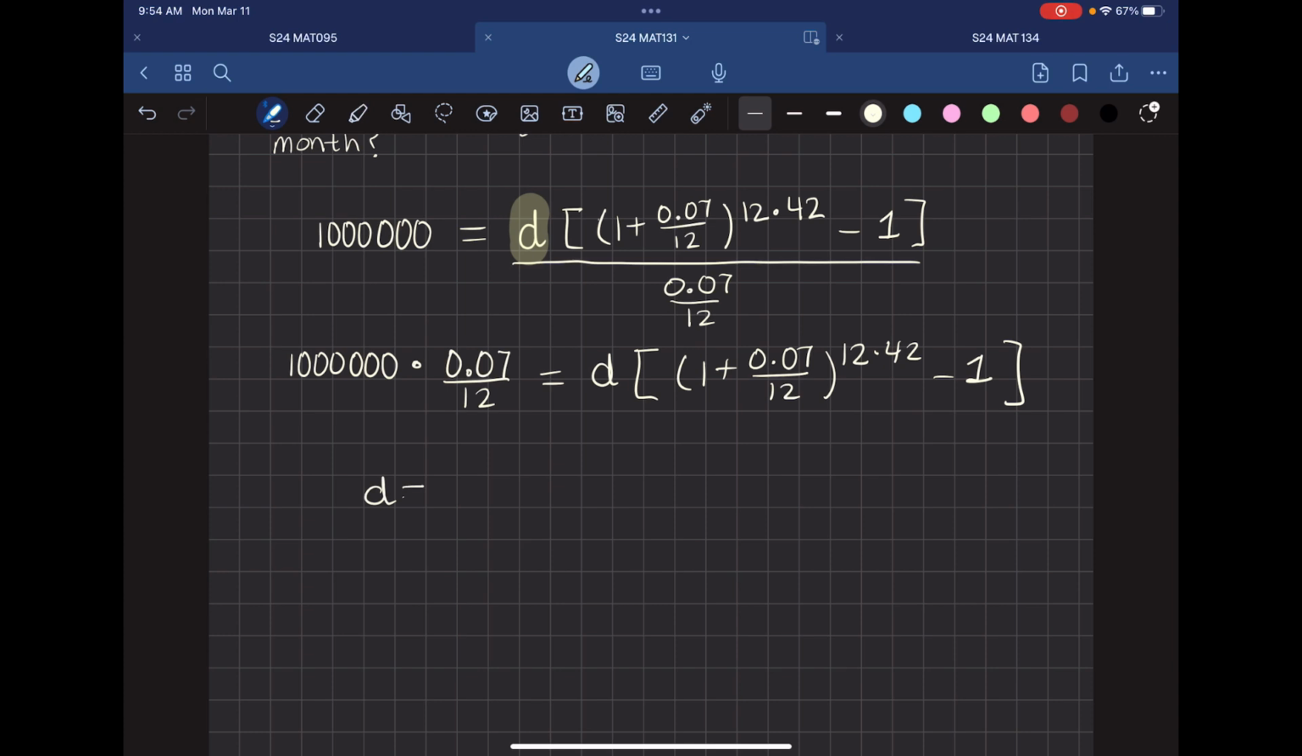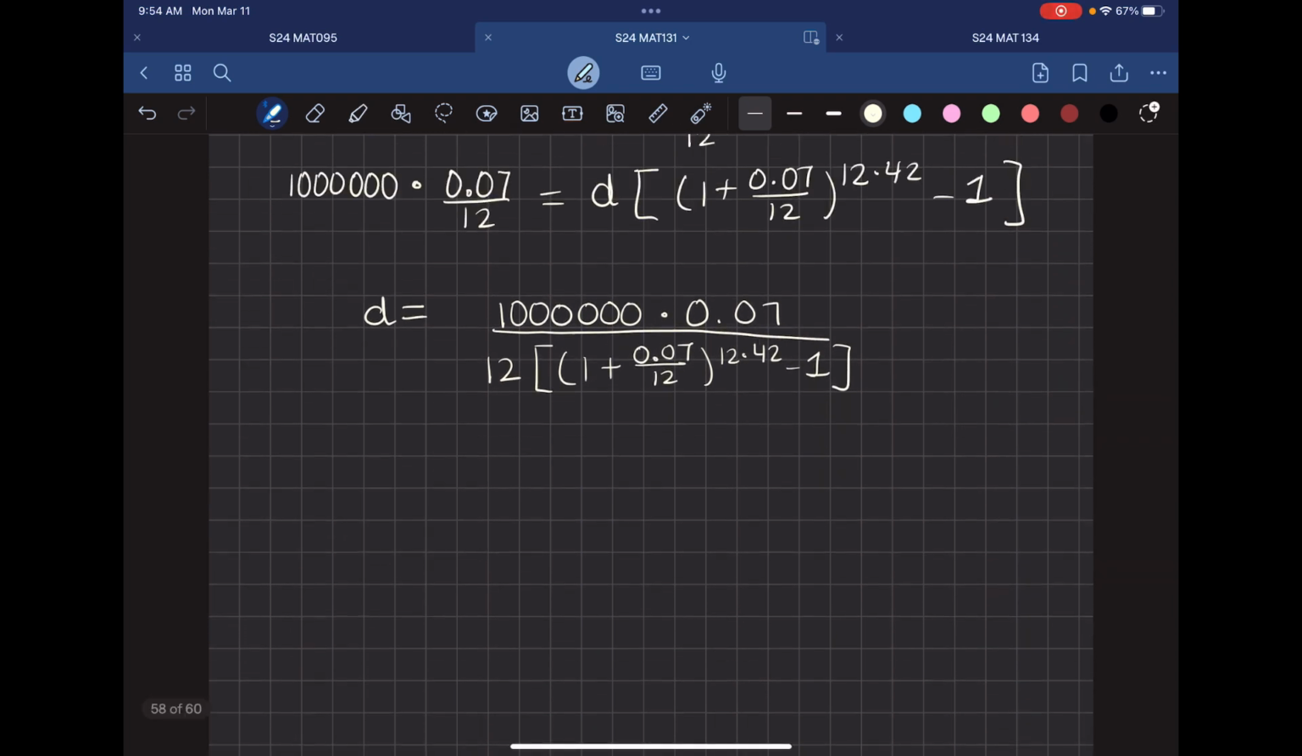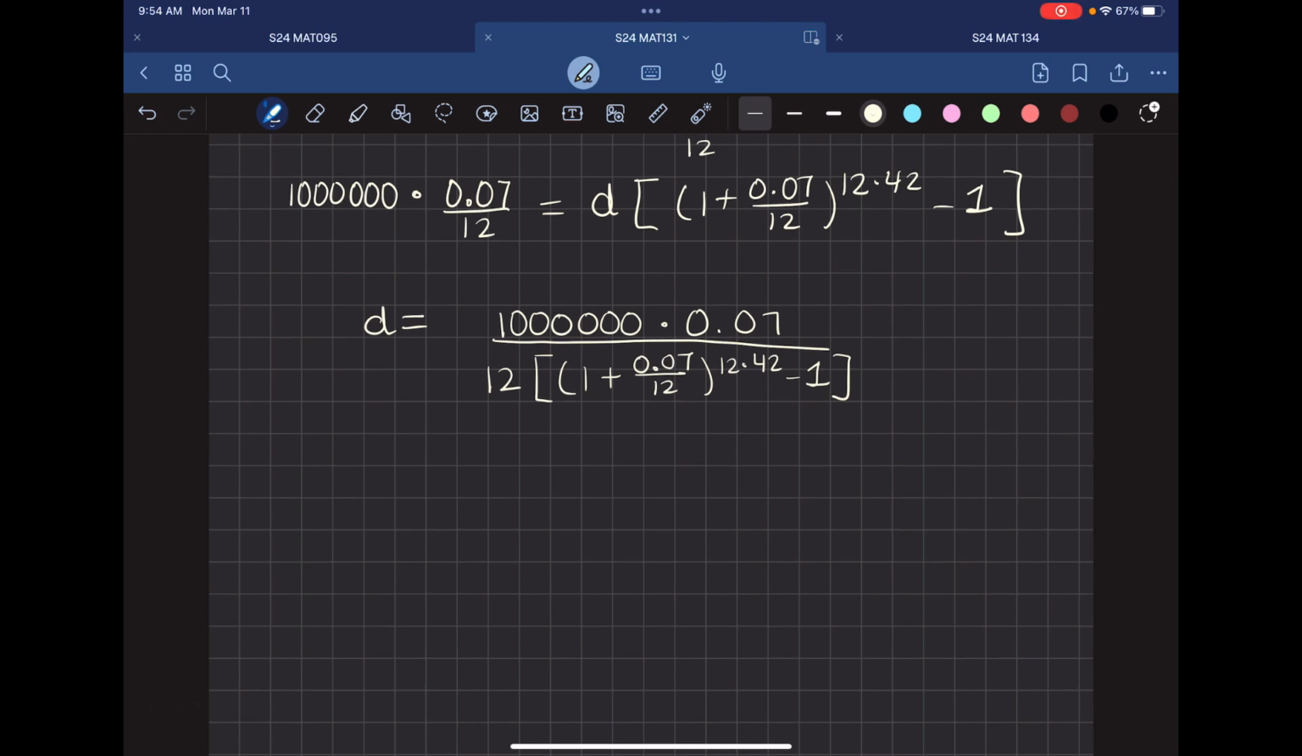So we basically get that D is equal to 1 million times 0.07 divided by 12, times 1 plus 0.07 divided by 12, to the 12 times 42, minus 1. And we can do each of those pieces in our calculator. I'm just writing out how it ends up being arranged. Well, when we do that, and make sure that you can type this into your calculator with no issues, you end up getting $328.55.